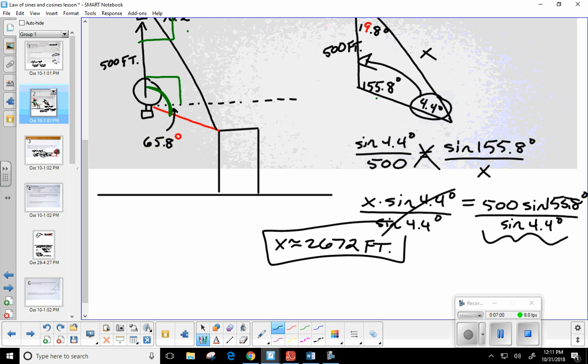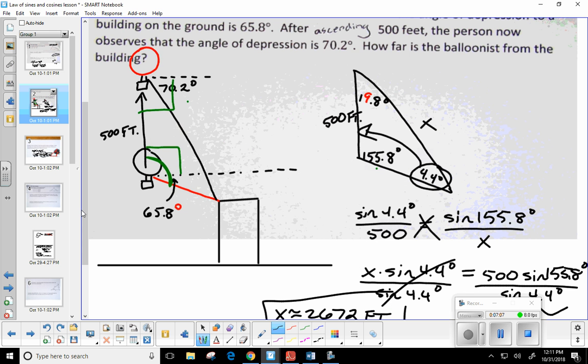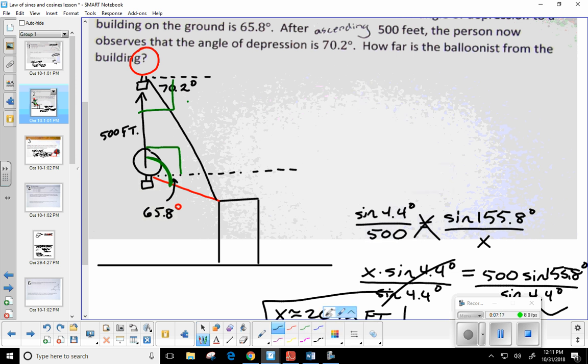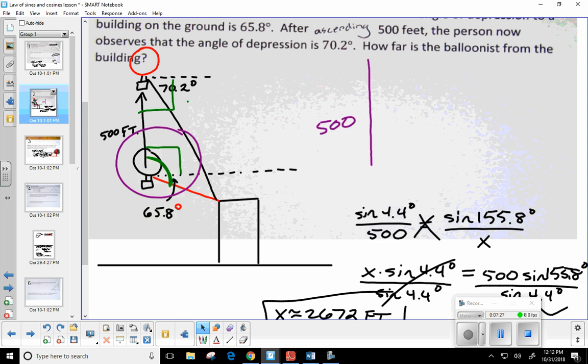Questions? Yes, ma'am. How do we get that 155.8 again? Okay. What in the original picture helped me out here? Let me kind of zoom in real fast. Let me use another color here. So this portion right here, I'm going to zoom in on that. So we've got the 500 feet that the balloon went up. Okay, and we've got this. This is his original line of sight. Let's say he's looking at the building right here.